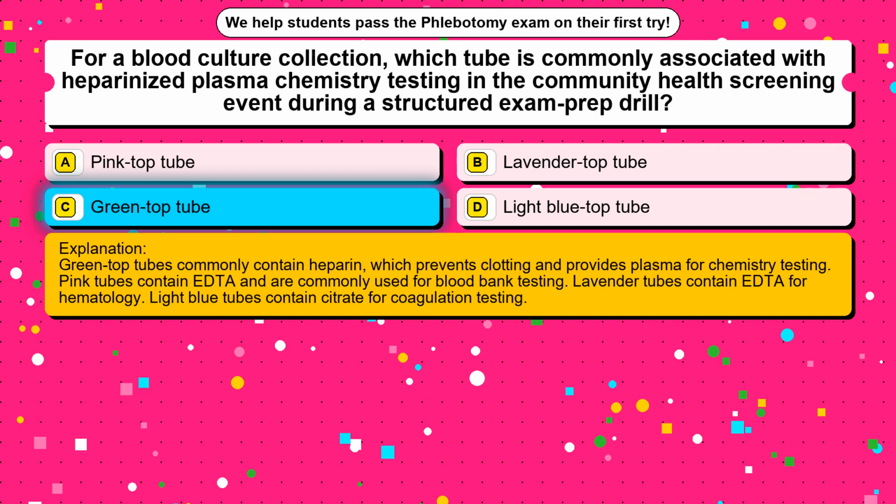Green top tubes commonly contain heparin, which prevents clotting and provides plasma for chemistry testing. Pink tubes contain EDTA and are commonly used for blood bank testing. Lavender tubes contain EDTA for hematology. Light blue tubes contain citrate for coagulation testing.